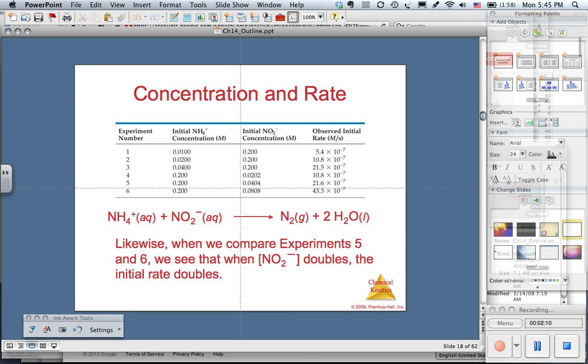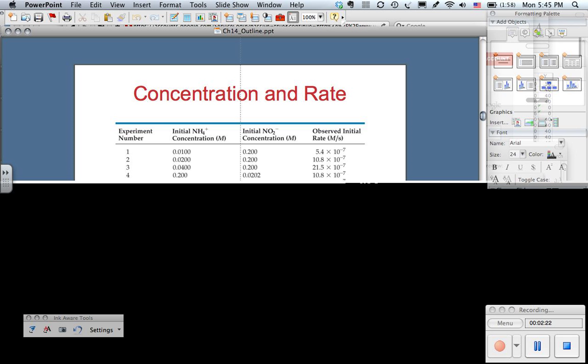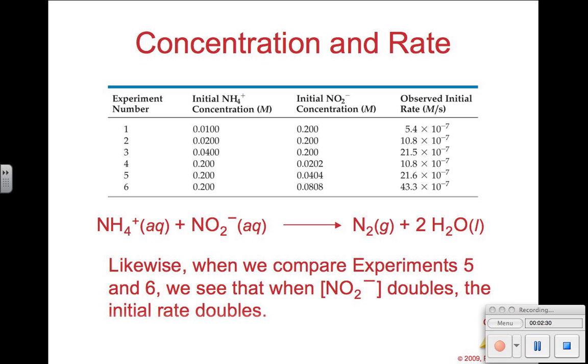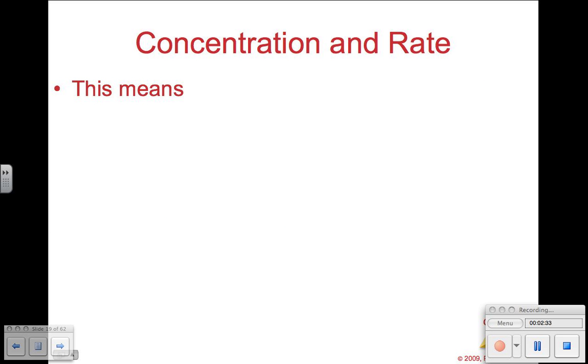Let me just progress in the slides. So likewise, when we compare experiment 5 and 6 or 4 and 5, we see that when the nitrite doubles, the initial rate doubles. So what does that mean? I guess I should probably go full slide. Sorry about that. And of course, it's going super slow. So what does that mean? How does this compare?